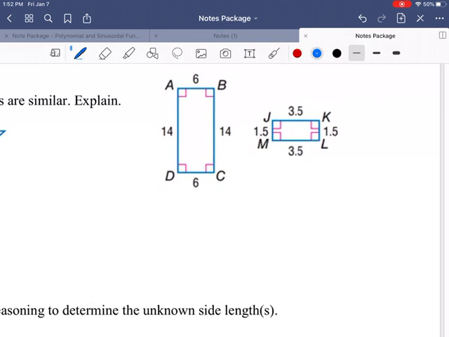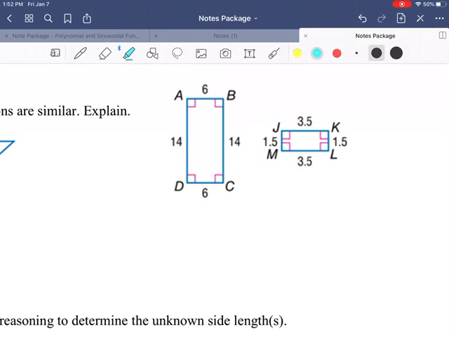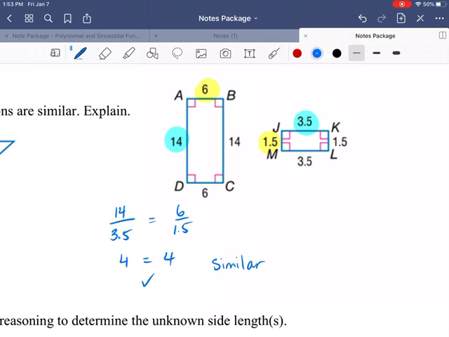Let's do the same thing on the right side. First, we need to figure out which sides are corresponding. So 14 and 3.5 are similar, and 6 and 1.5 are the corresponding sides, I should say. So let's compare our two fractions. So starting with 14 over 3.5, and let's compare that to 6 over 1.5. And if you divide both of these, you actually get 4 equals 4. And 4 does equal 4, so therefore, these are similar.